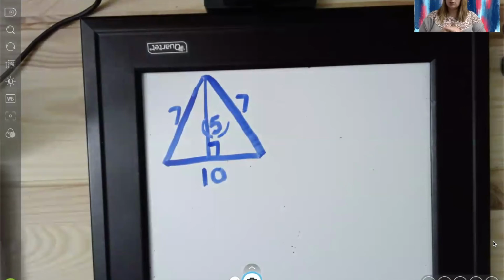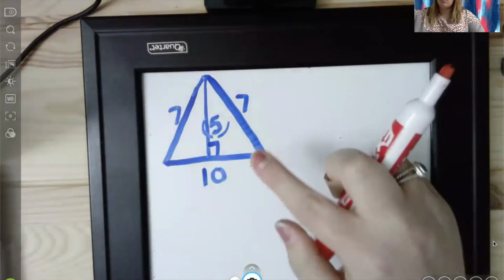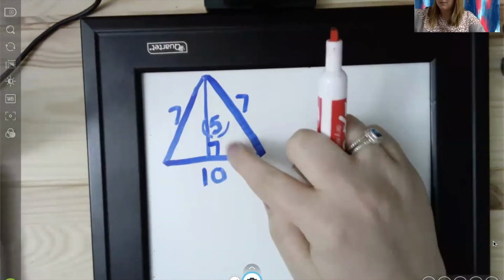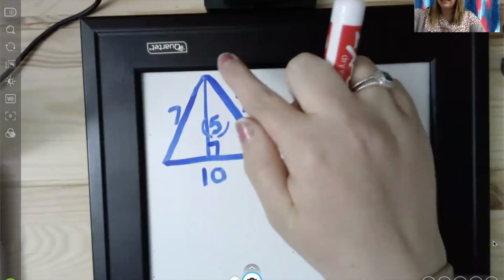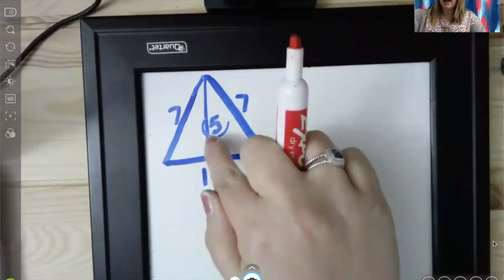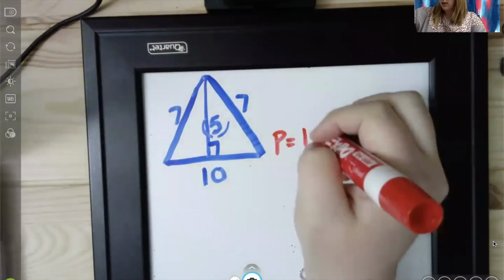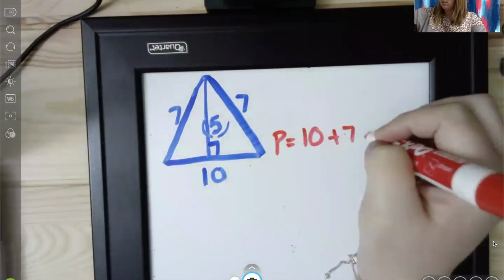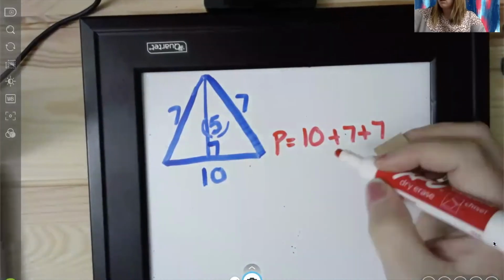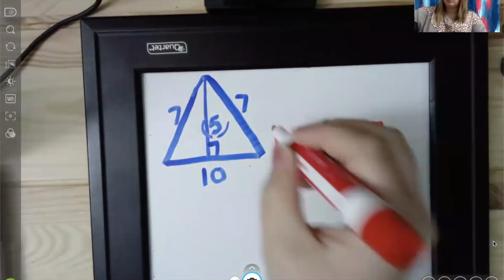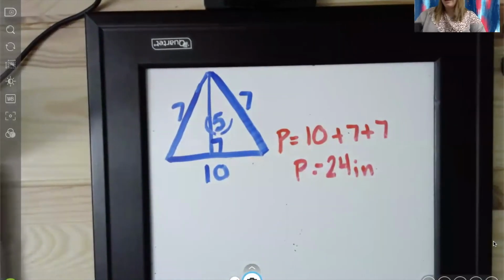Perimeter doesn't change, even though we have an extra number. For perimeter, this is not on the outside. That is showing us the inside, showing us the height. It is not a side length. So do not add this in when dealing with perimeter. So our perimeter is going to be 10 plus 7 plus 7. That's going to give us 24 inches because it's on the outside. Okay, I did not put that 5 in for perimeter because it is not part of the outside lengths.